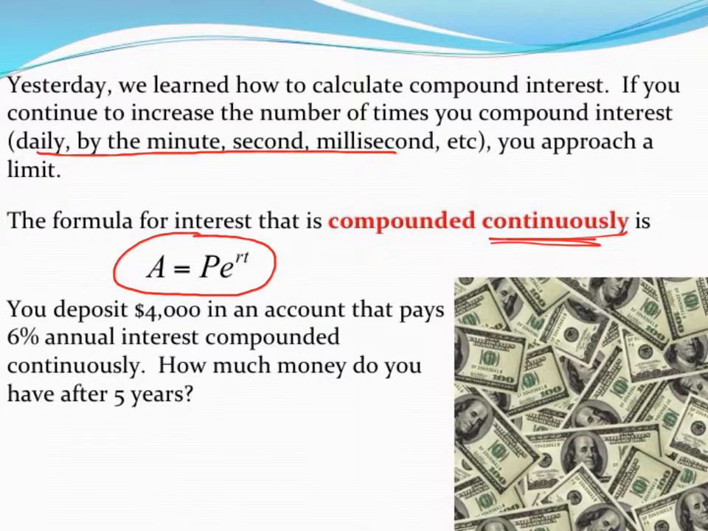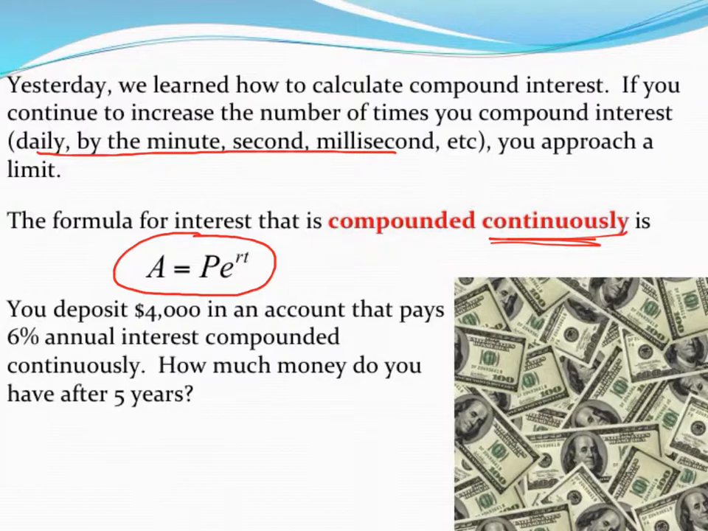P still stands for principal, it's what we're investing. E doesn't stand for anything. Remember, E is just a number. It's about 2.72. It's that irrational number, kind of like pi, that goes on forever, never repeats. R is still my interest rate and T is still time.